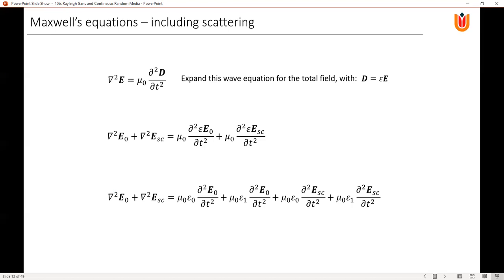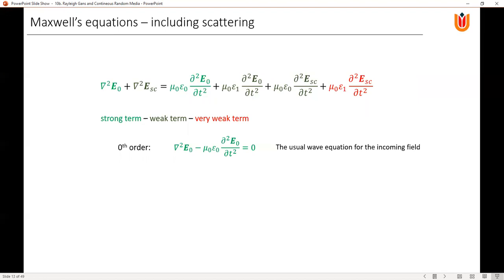And then in the second step, on the right hand side, we can expand epsilon into epsilon 0 and epsilon 1. So we get terms proportional to epsilon 0 E0, epsilon 1 E0, epsilon 0 and the scattered field, and epsilon 1 and the scattered field.